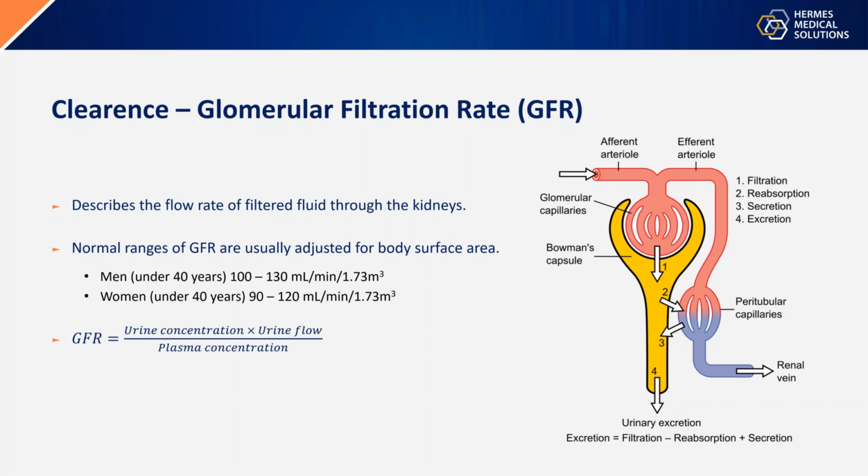Extremely simplified, the GFR can be expressed as urine concentration of whatever substance times its flow, divided by the plasma concentration. There are many ways we can do this, and I'm going to go through a few of them just so we can see each and every one's advantages and disadvantages.